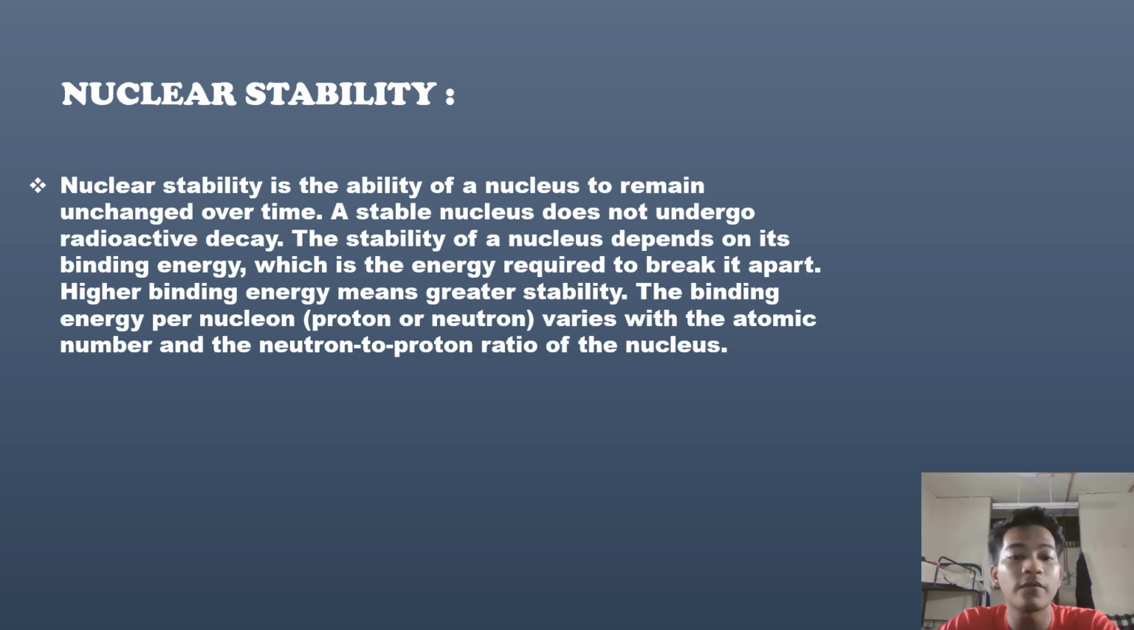The stability of a nucleus depends on its binding energy, which is the energy required to break it apart. Higher binding energy means greater stability. The binding energy per nucleon, proton or neutron, varies with the atomic number and the neutron to proton ratio of the nucleus.